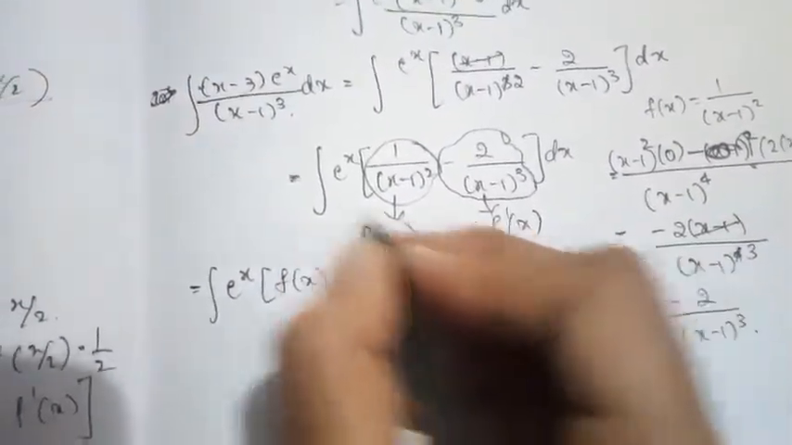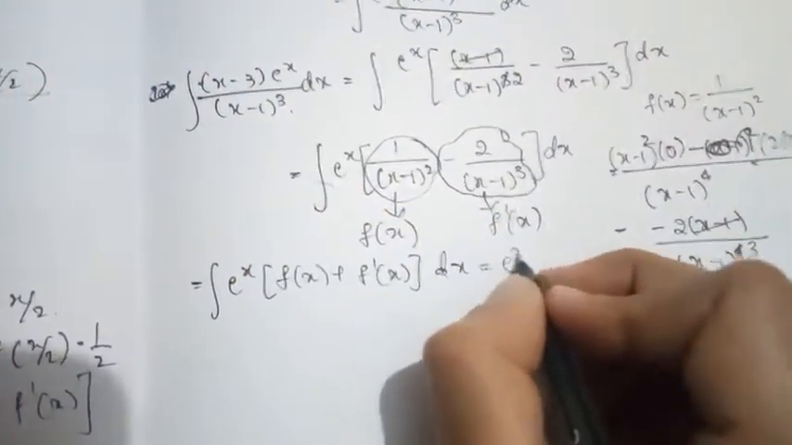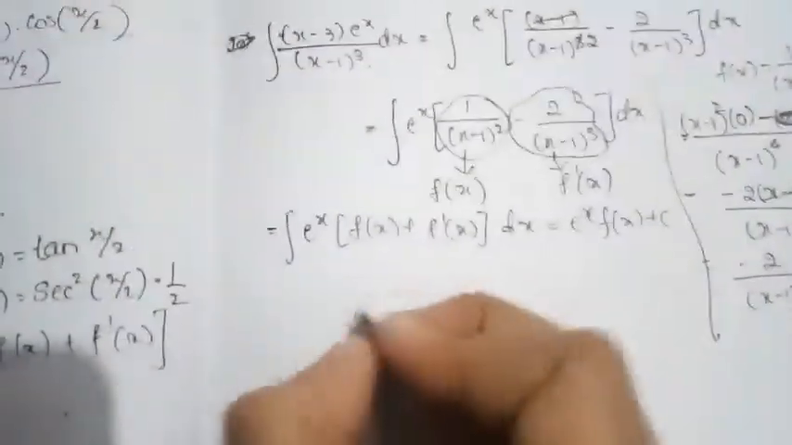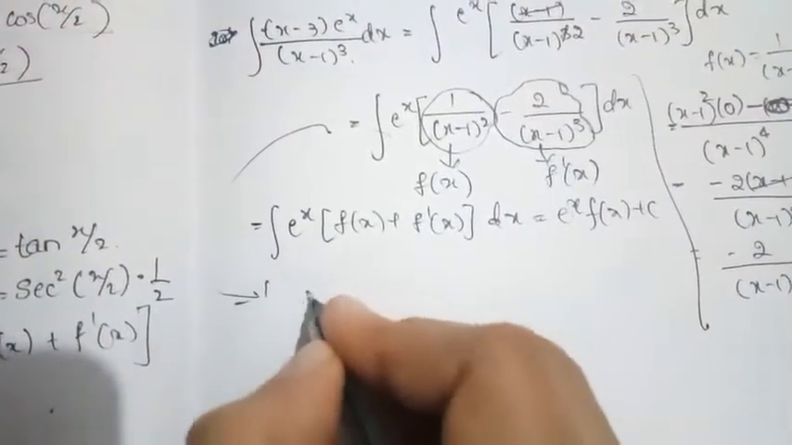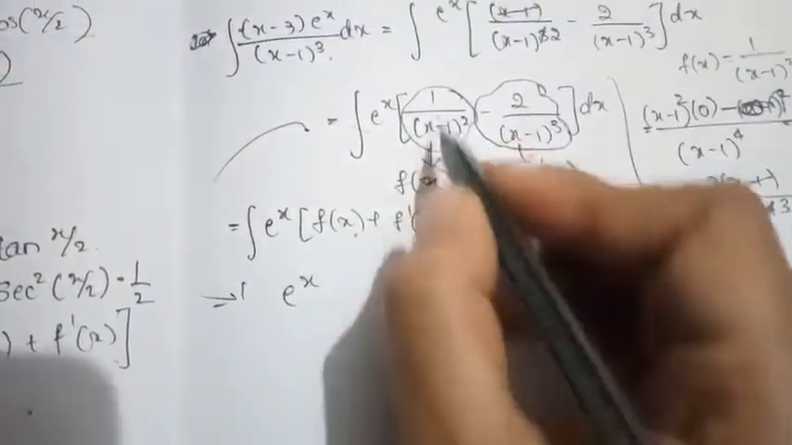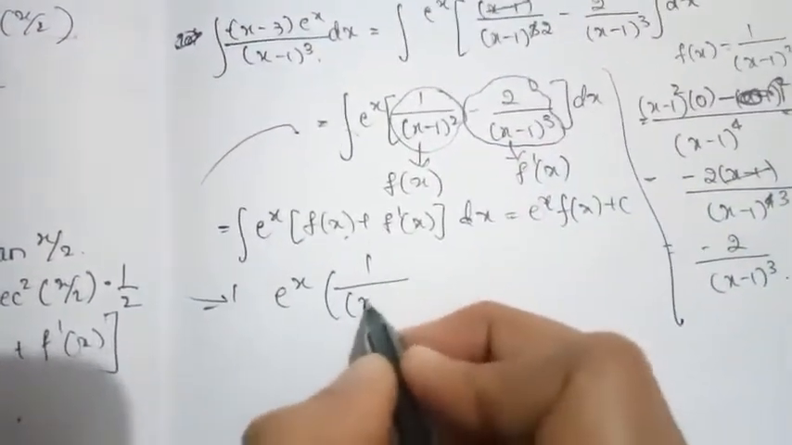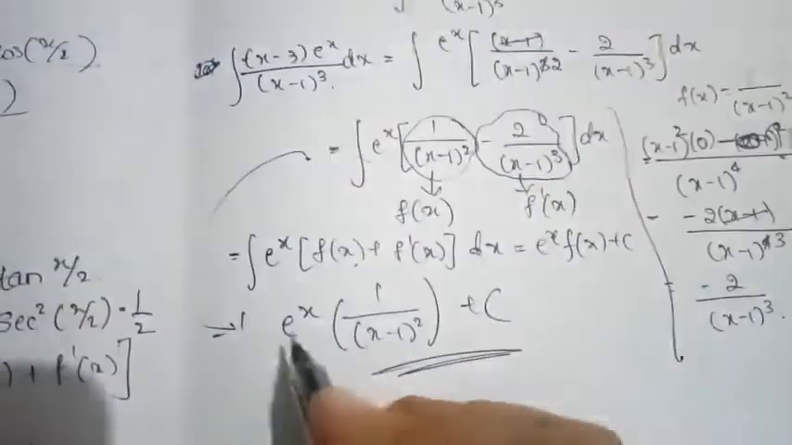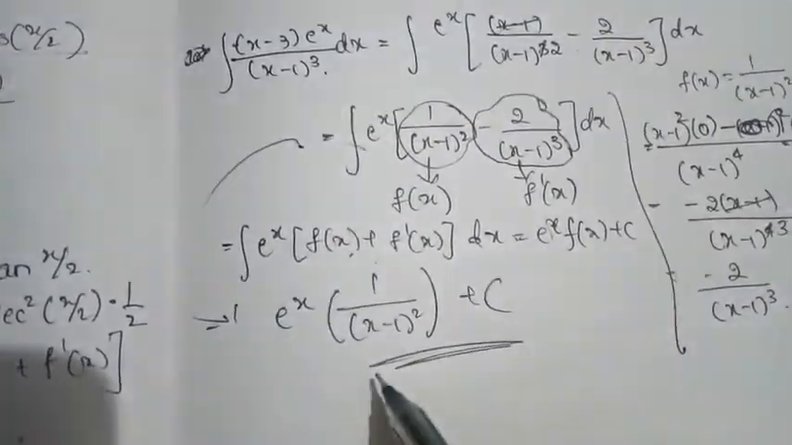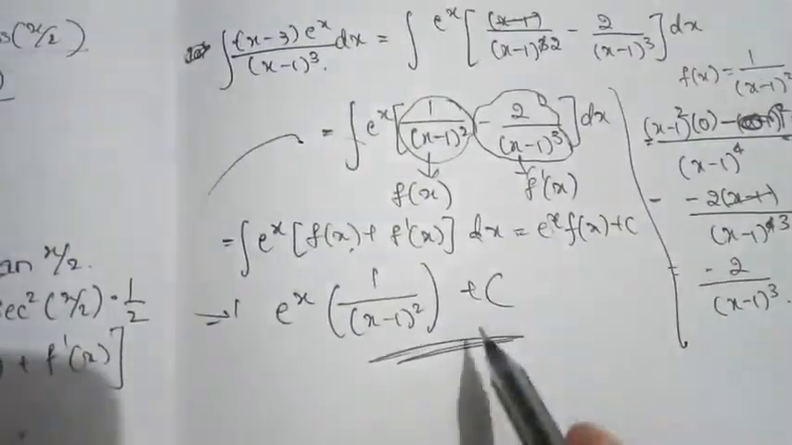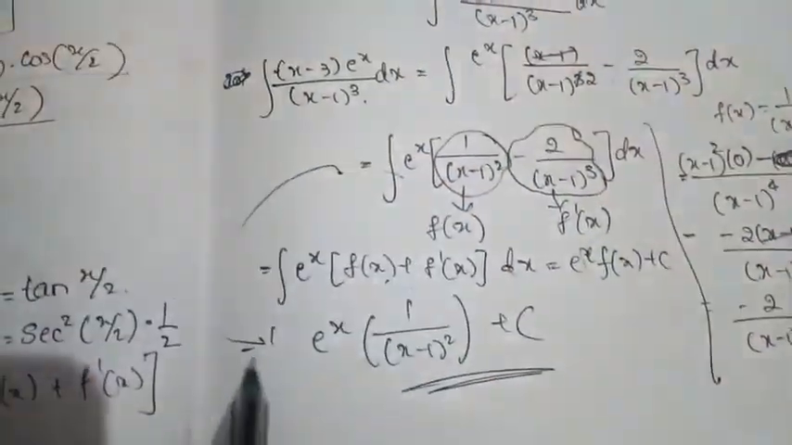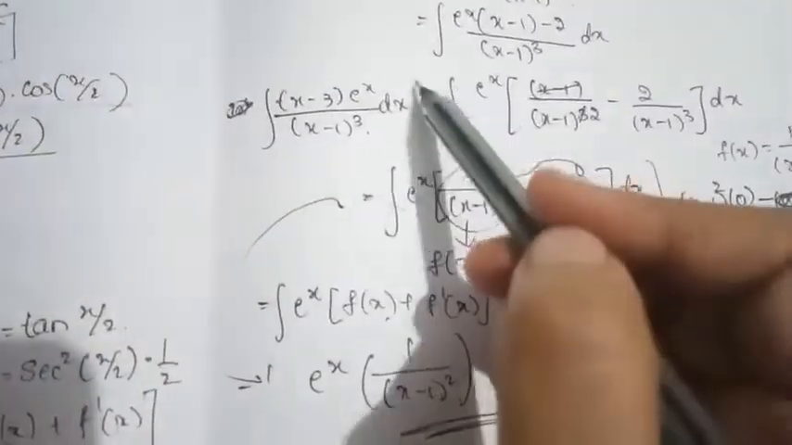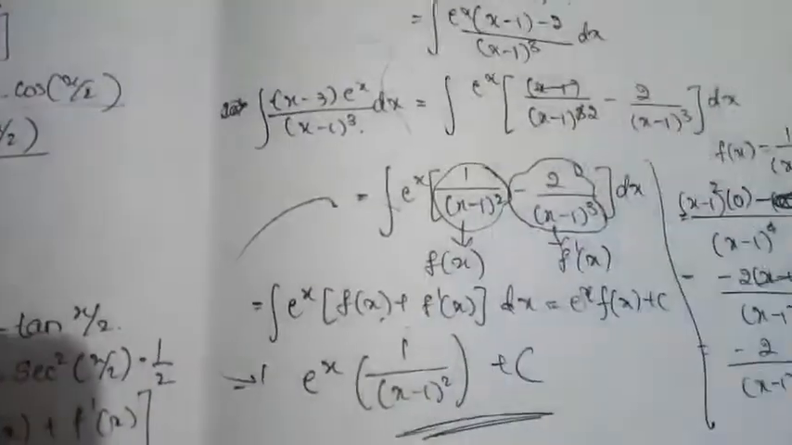If it is in this form, it means the integral is equal to e power x into f of x plus c. What is our f of x here? 1 divided by (x minus 1) whole square. So this is our f of x. So the integral is e power x into 1 divided by (x minus 1) whole square plus c. This is the integral of this given question. So this is how we solve the integral of this type of question.